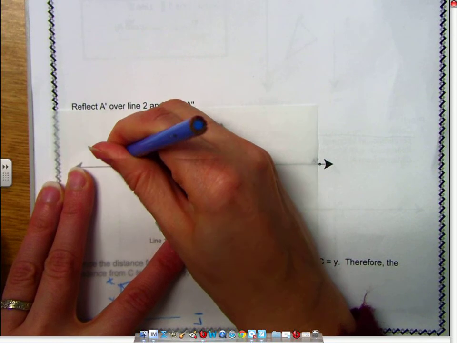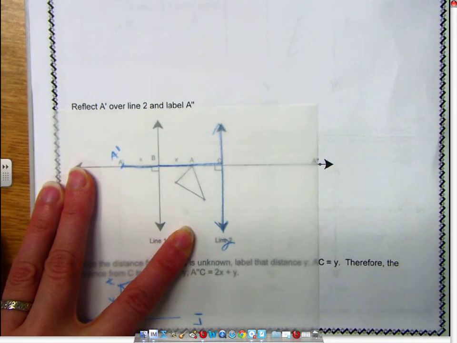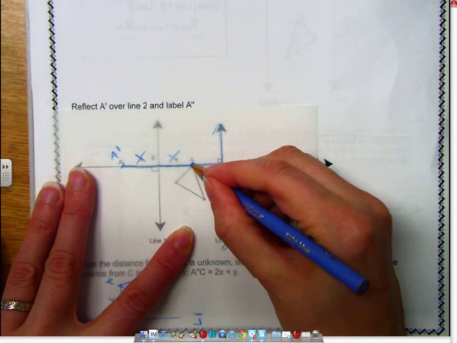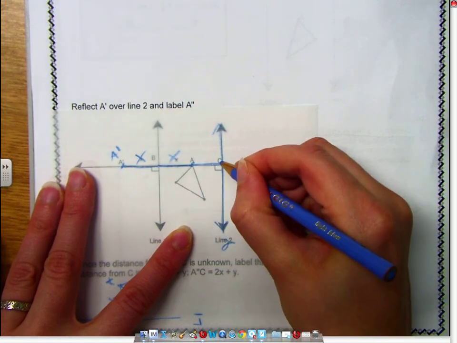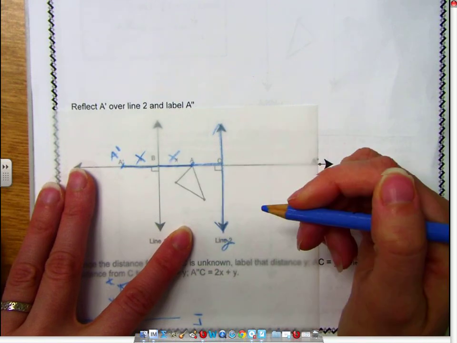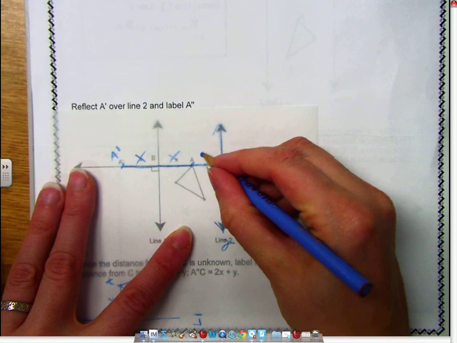All the way to A naught. This is X. This is X. But what's the distance between A and C? I'm going to label it Y. We don't know that they're exactly the same. We don't know that it's exactly the middle. Okay? So I'm going to label it Y.